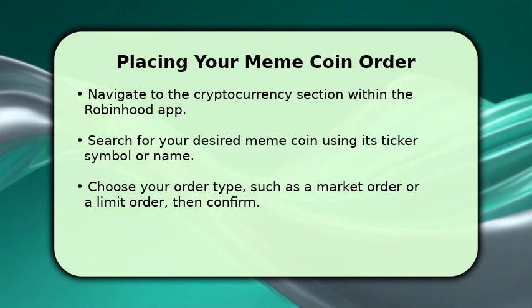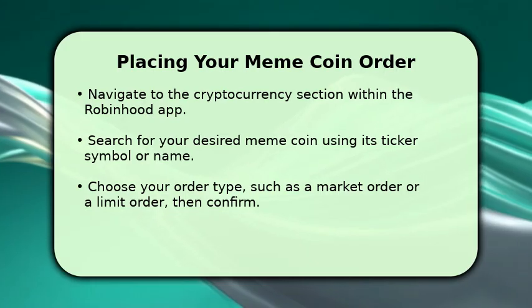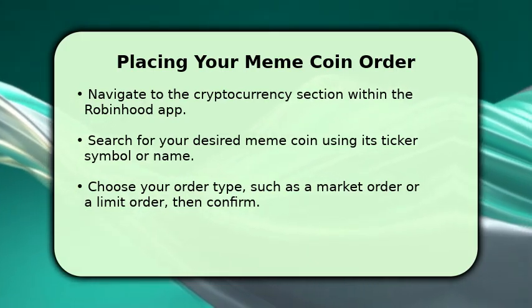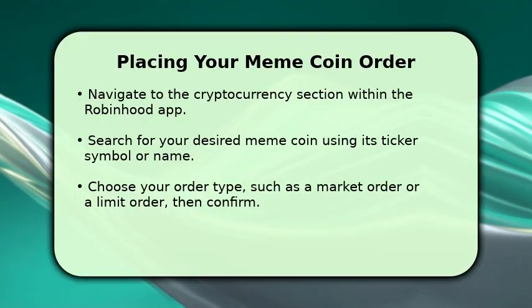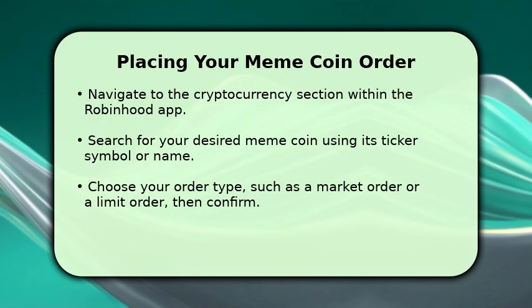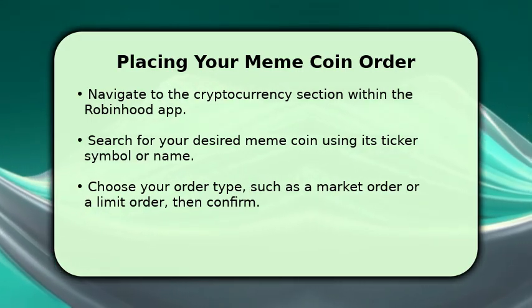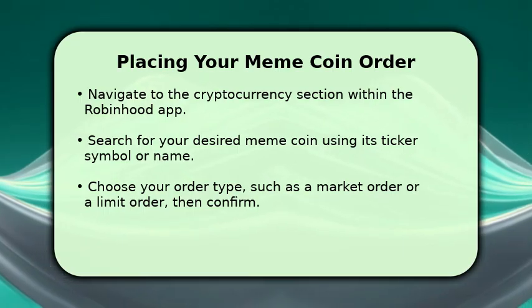Go to the cryptocurrency section in the Robinhood app and search for the meme coin you want to buy. You can use its ticker symbol or full name. Decide how much you want to invest. You can choose a market order to buy at the current price or a limit order to set a specific price. Review your order details carefully, then confirm your purchase.